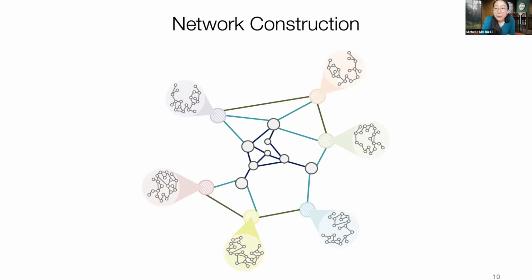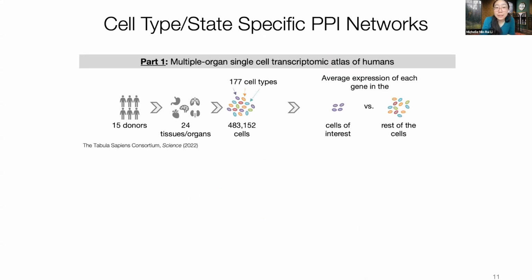To be able to model proteins across cell type contexts, we need cell type specific protein interaction networks. To construct these cell type specific protein interaction networks, we start from a multi-organ single cell transcriptomic atlas of humans. In this case, we use Tabula sapiens, which is a large-scale single-cell atlas that contains samples from 15 donors, resulting in about 500 cells from after quality control processing.